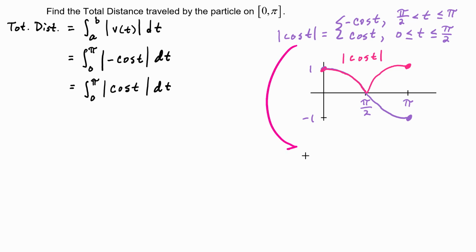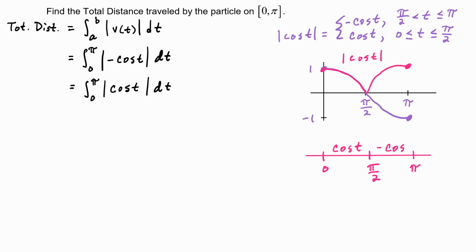You can also think of this on a line graph. We know from 0 to pi over 2, the y values are positive, so we're just using cosine of t. But from pi over 2 to pi, the y values are negative, so we have to use negative cosine t.